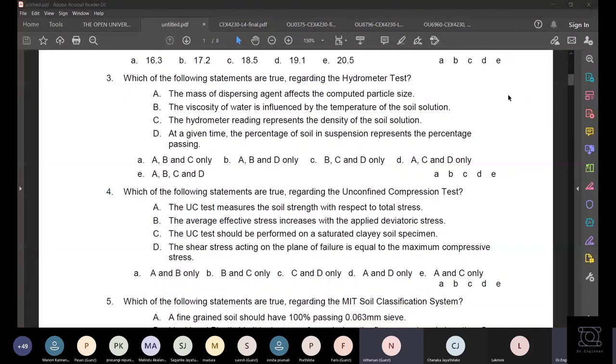Then if the particle settlement varies, that also affects the computed particle size? No. That's not going to do anything with particle size.